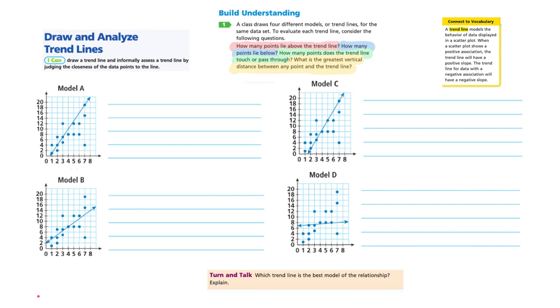So let's look at what the answers to these might be. Okay, so let's look at Model A. So how many points lie above the trend line? Well, we can just kind of count each one. 1, 2, 3. So there are 3 points above the trend line on this one.